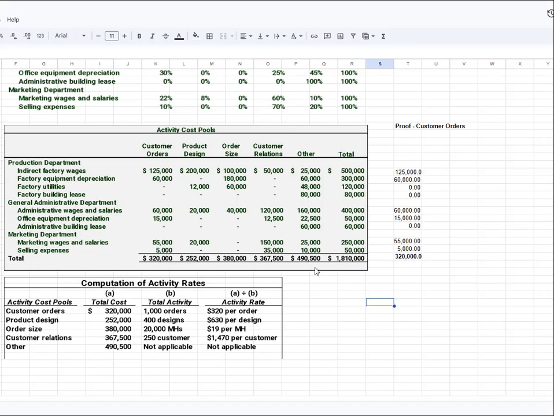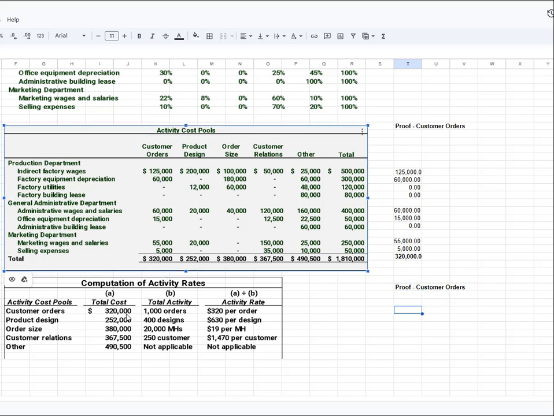And we are back in Excel. Great. So we took the information from the slide where we said that we had the total activity: 1,000 orders, 400 designs, 20,000 machine hours, 250 customers, and not applicable for the driver. Not going to allocate anything here. So we're going to continue along with a proof here, for our customer orders. We're going to take the $320,000 that was allocated in total for our customers, and figure out what the total activity rate is.